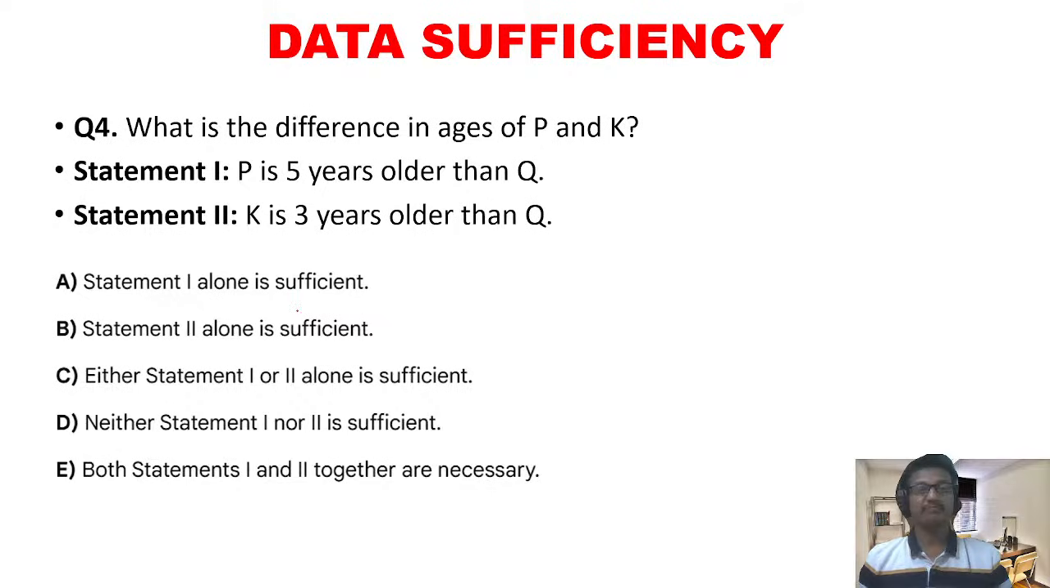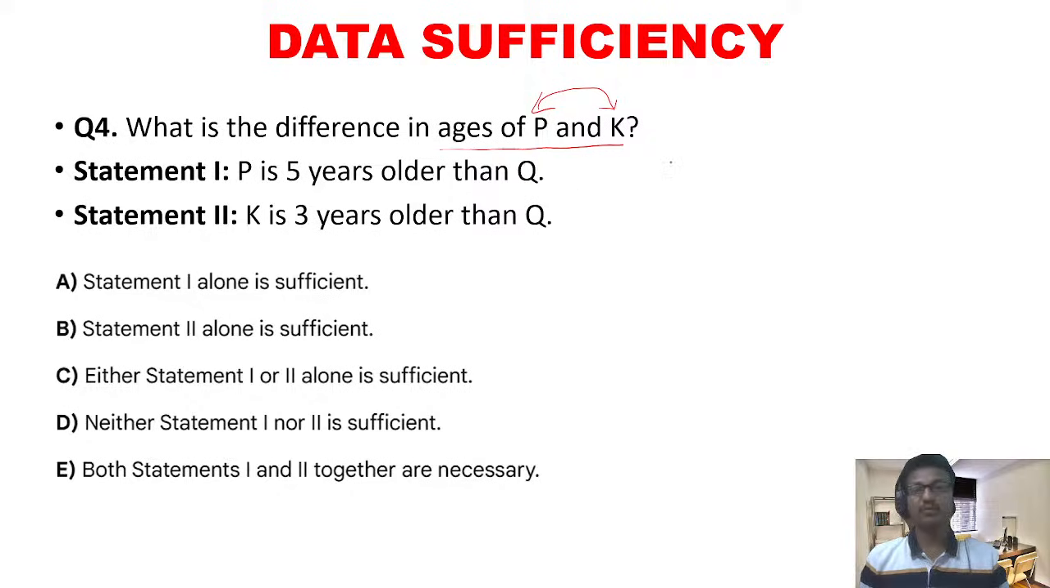Okay. Now, what is asked in the question? The difference in ages of P and K. No need to find the actual number. Whether you are able to find the difference in ages or not. If you can identify it by using one statement or both together, that is enough in this case.